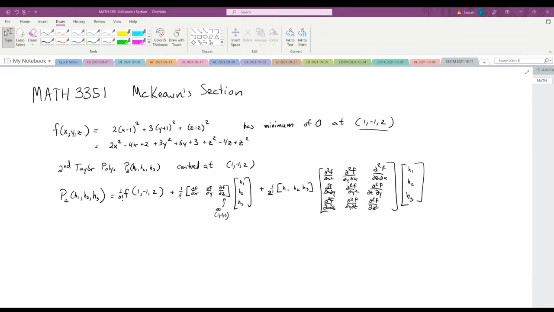All right, so we're just going over some examples here of second order Taylor polynomial, and we're also going to use it to find critical points.